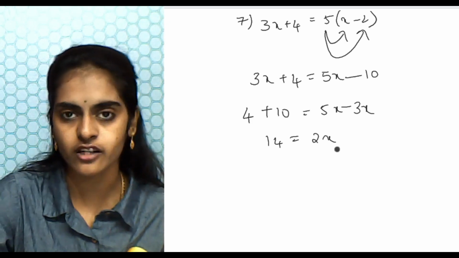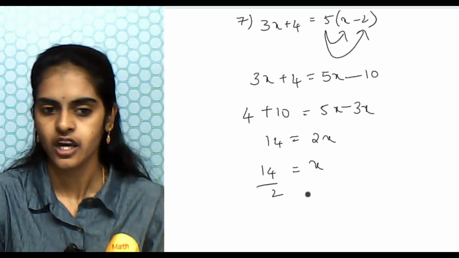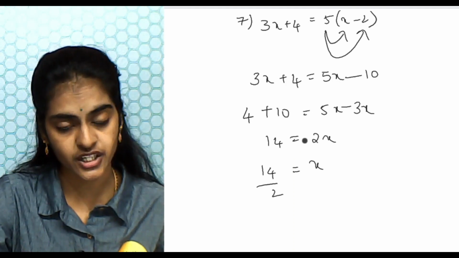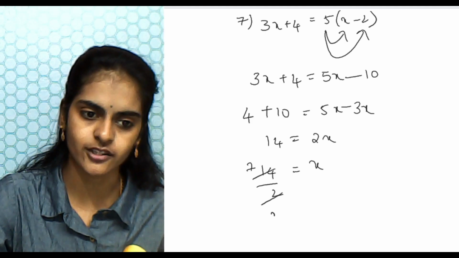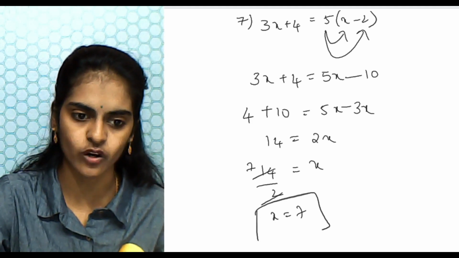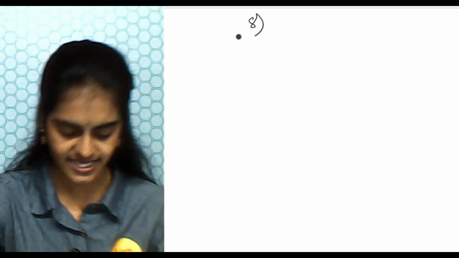Okay, I want the value of x. So x is how much? It will be 14 divided by 2. Why? Because 2 is in multiplication here, going to the other side becomes division. So 2 ones are 2, 2 sevens are 14. So what is the value of x? x I got as 7. Right? So let us move on to the next question.